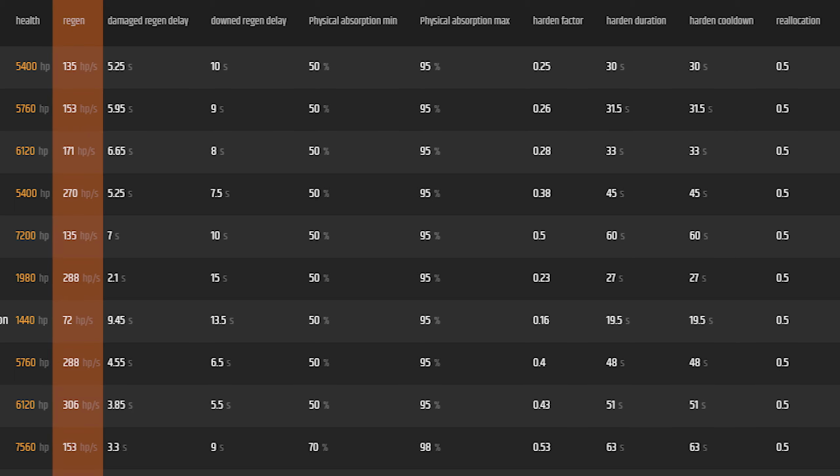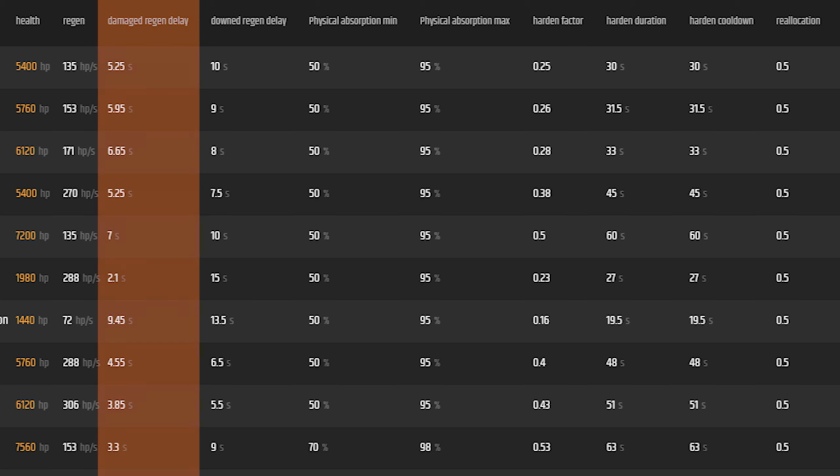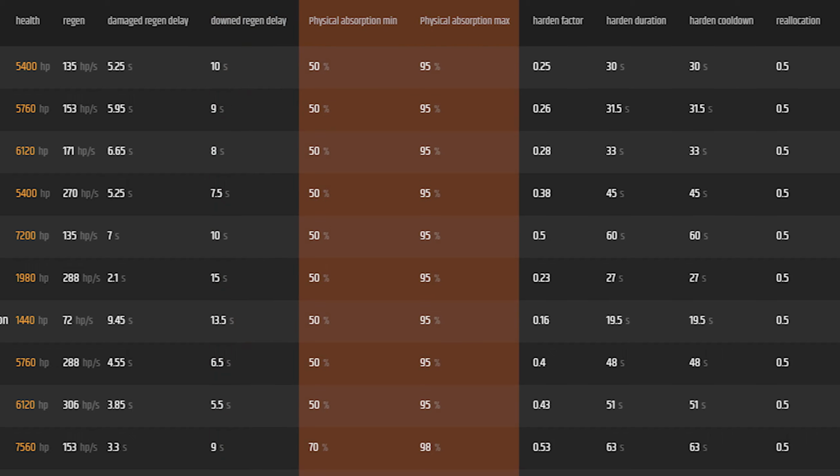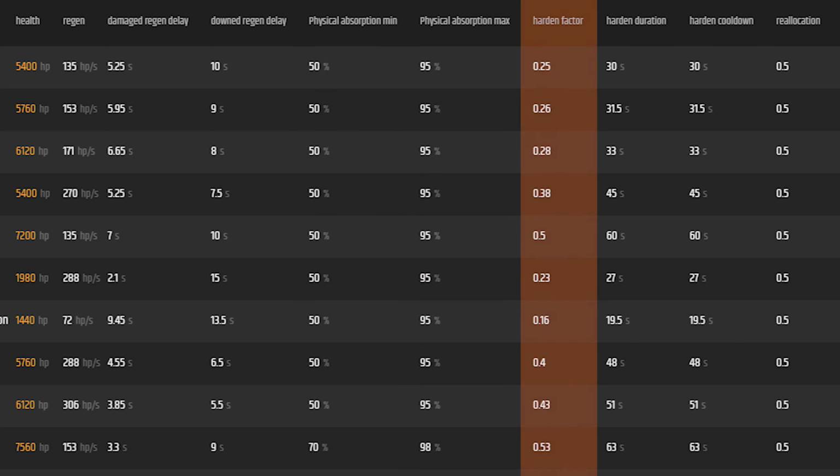Next is regen, which is how many hit points per second the shield regenerates. Damaged regen delay is how long after receiving a hit a shield face begins to regenerate hit points, if the shield was not brought down. Downed regen delay then is how long a shield face takes to begin regenerating hit points after being taken down. Physical absorption is the minimum and maximum amount that the shield may reduce the damage of incoming ballistic rounds. Harden factor is how much additional hit points the shield face receives if it is hardened via the MFDs.